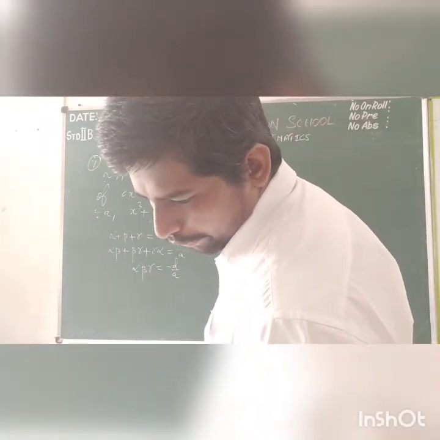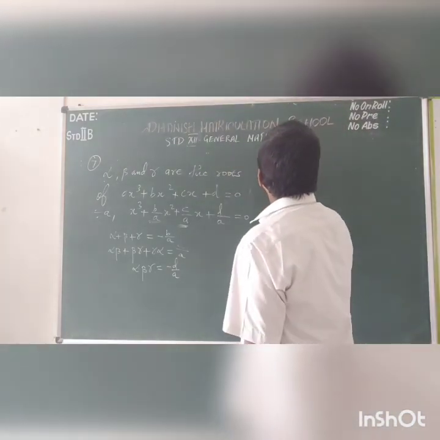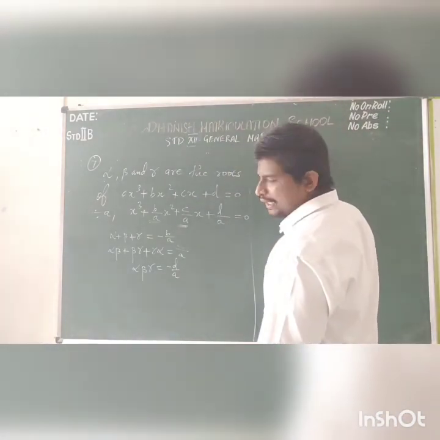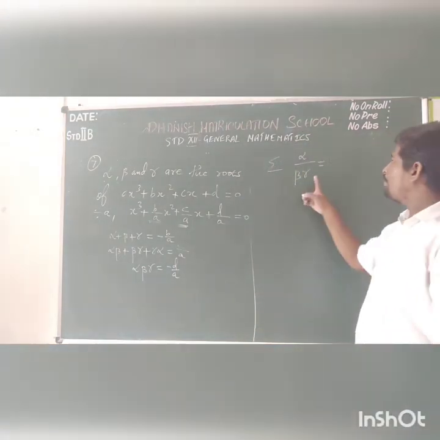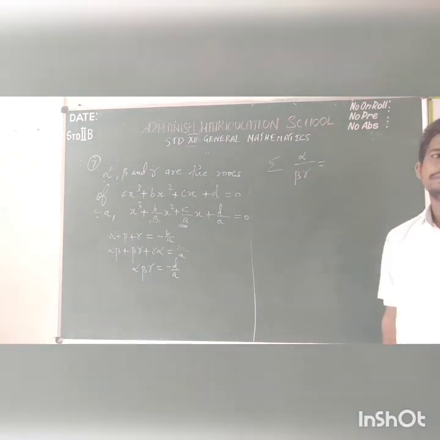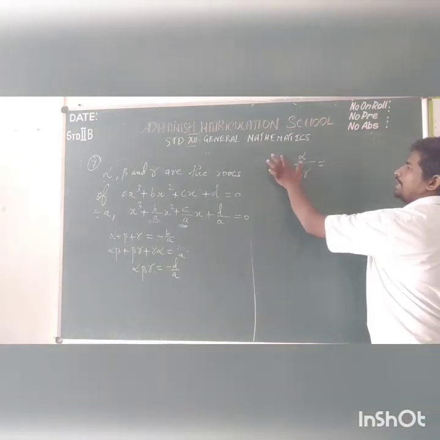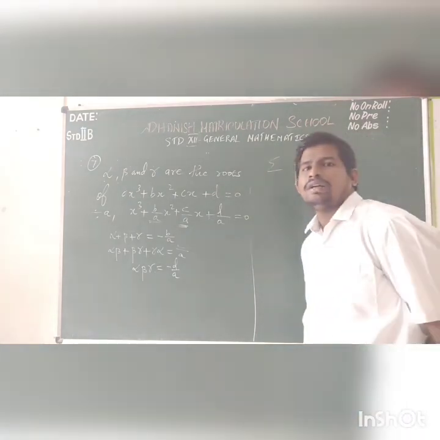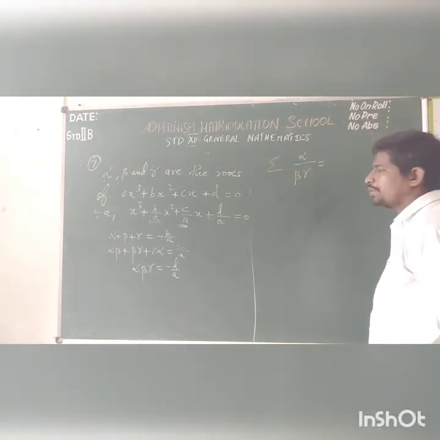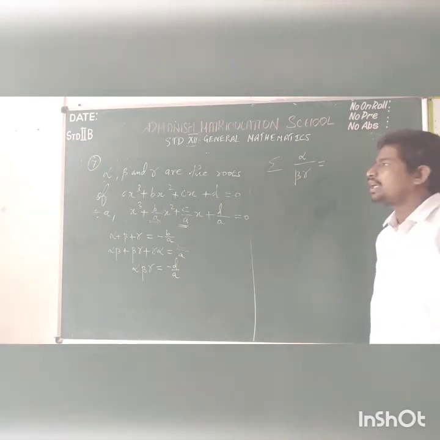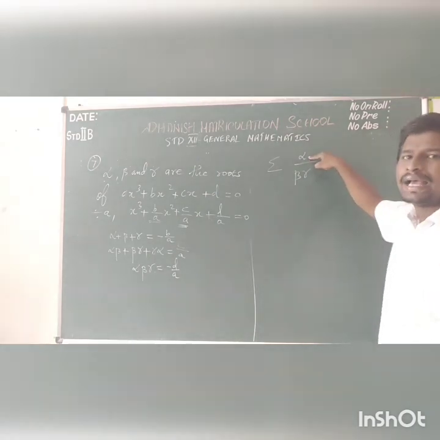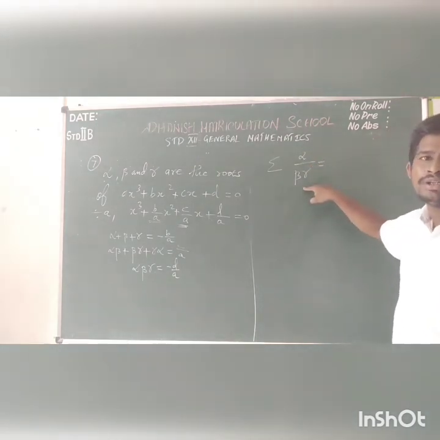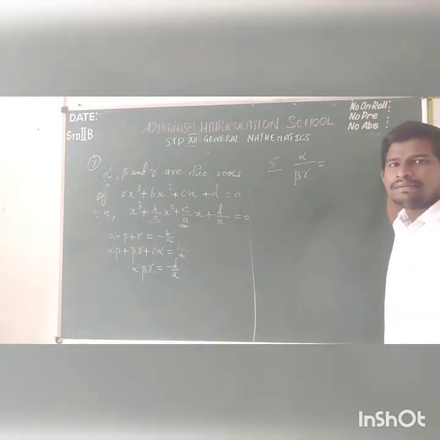Now what we are going to do? We are going to find the value of sigma alpha by beta gamma. We already know what is meant by sigma. Sigma is the summation. Now we are going to find the sum of some terms. Look at the numerator. Here we are having alpha, which is not in the denominator. So similarly, I am going to write some terms which are possible.